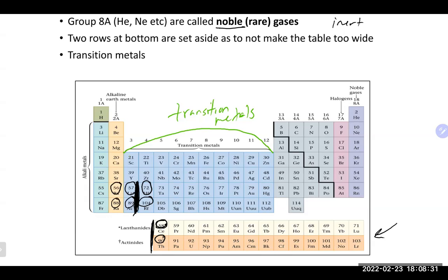This right here is what is sometimes referred to as the first row transition metals, and obviously the second row and so forth. That's why these 2 rows on the bottom are also sometimes referred to as inner transition metals, because technically speaking, they should be in that spot where I drew earlier in the transition metal region. Any questions on any of those things there?